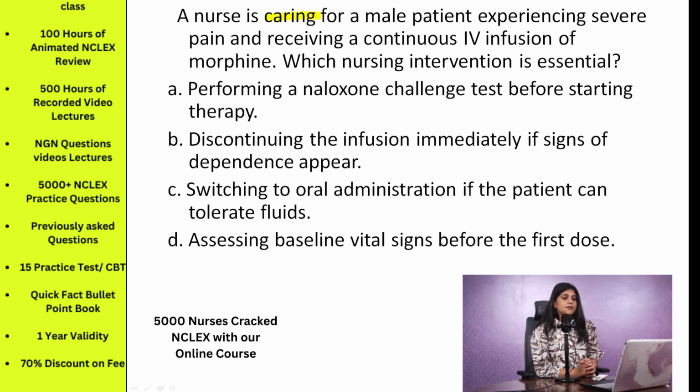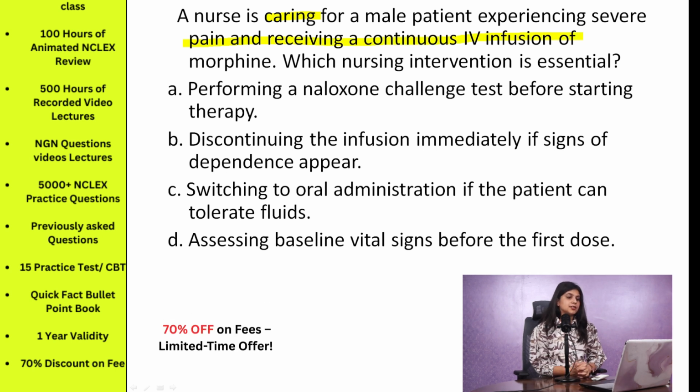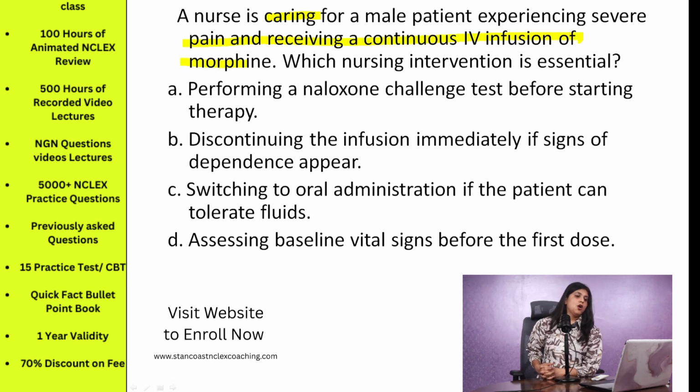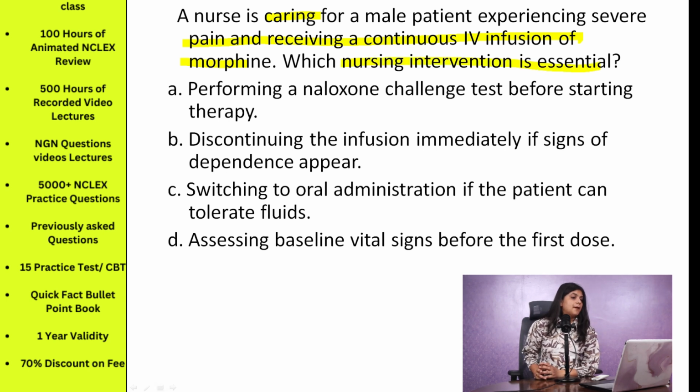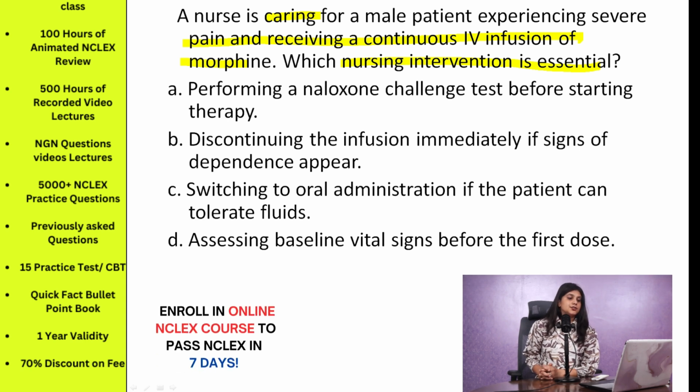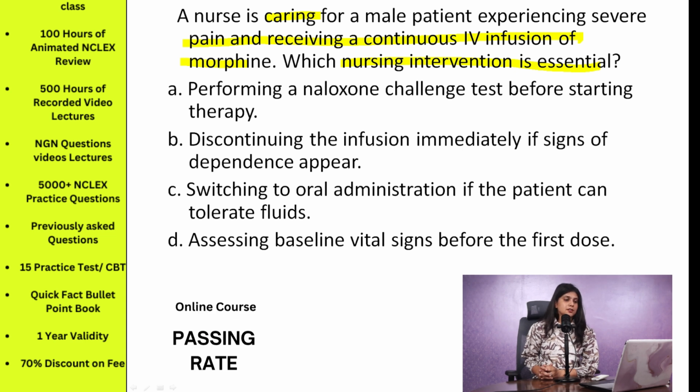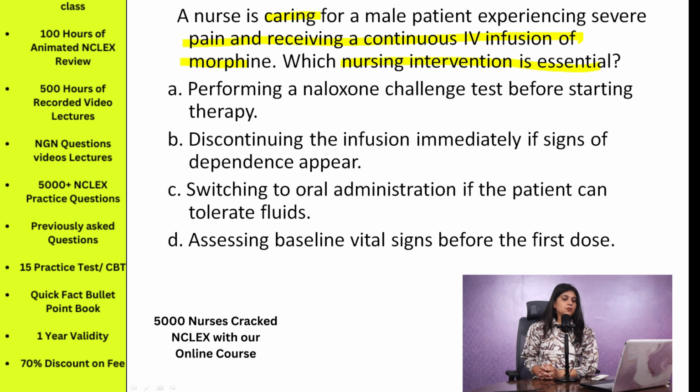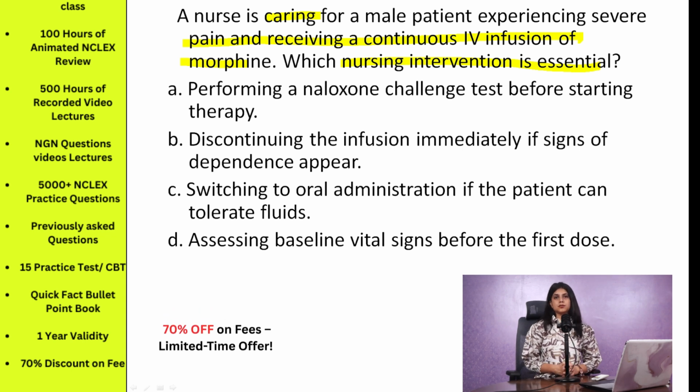A nurse is caring for a male patient experiencing severe pain and receiving a continuous IV infusion of morphine. Which nursing intervention is essential? A. Performing a naloxone challenge test before starting therapy. B. Discontinuing the infusion immediately if signs of dependence appear. C. Switching to oral administration if the patient can tolerate fluids. D. Assessing baseline vital signs before the first dose.